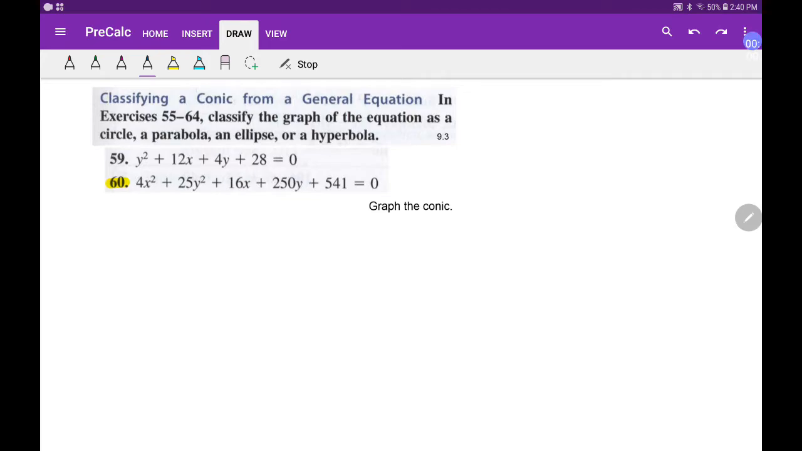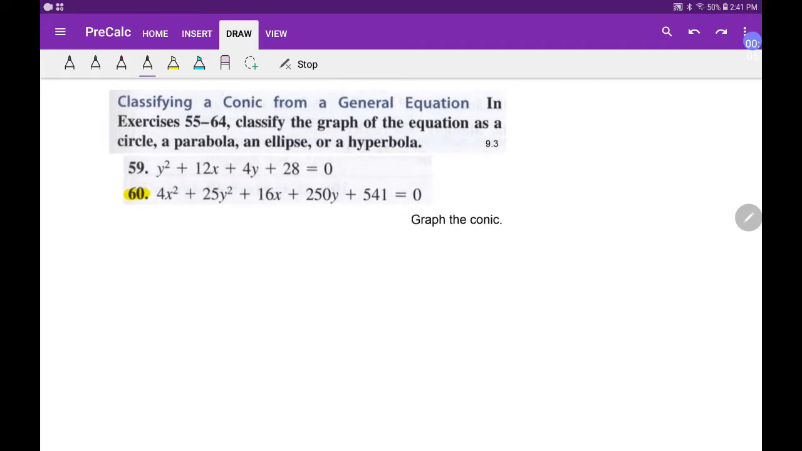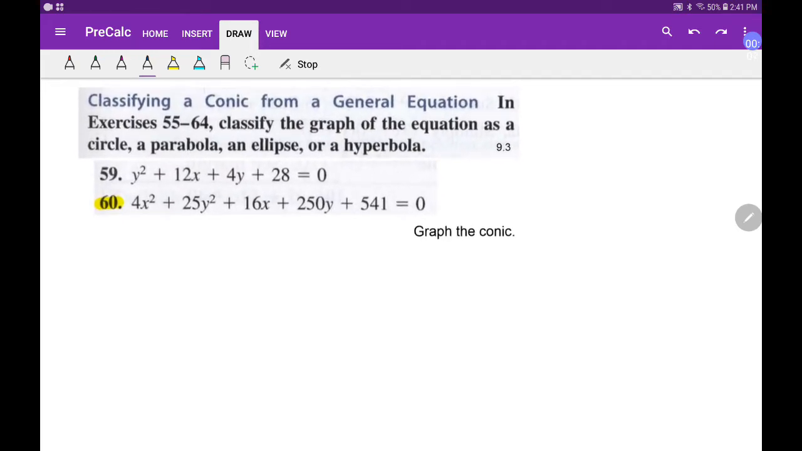We're going to try to discern what this is on 59 here. And so let's see, we have y squared, so we'll complete the square for that. We'll say y squared plus 4y, and half of 4 is 2, squared is 4. And then let's see, I also have 12x, and I have 28, and I just added a 4 out of nowhere, so equals 4.